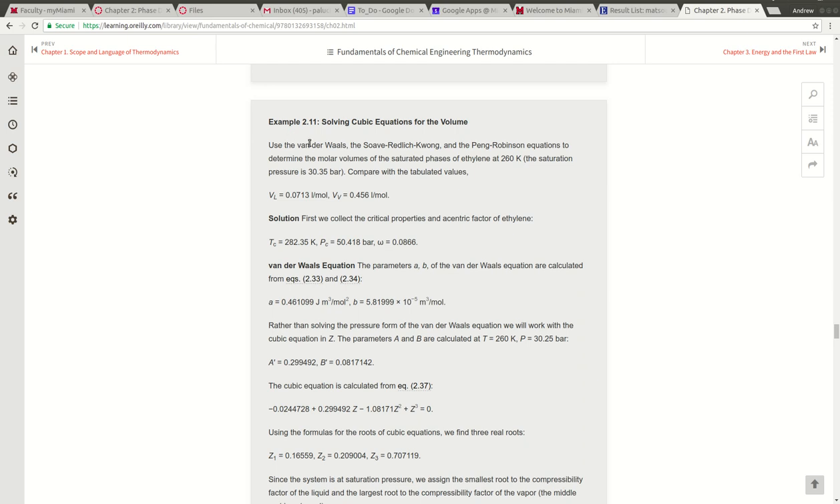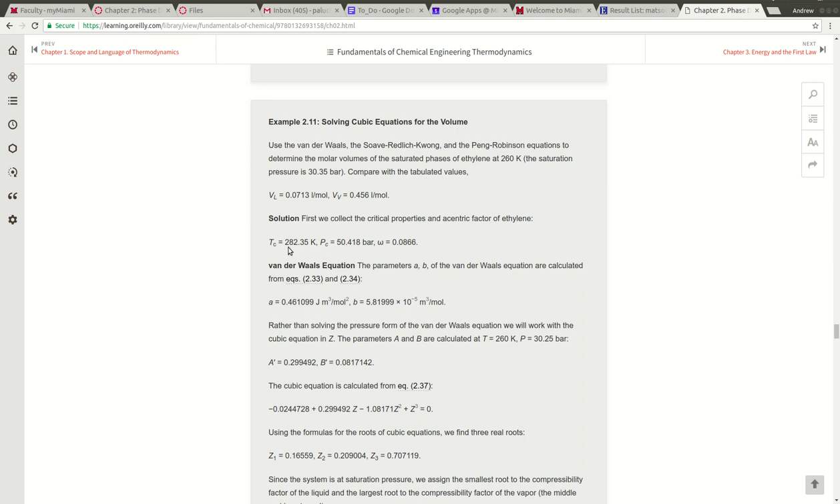In example 2.1 in the text, they ask us to use the van der Waals, SRK, and Peng-Robinson equation of state to determine the molar volume of the saturated phases of ethylene at 260 Kelvin. We're told that the saturation pressure is 30.35 bars, and we could compare to the tabulated values given here.